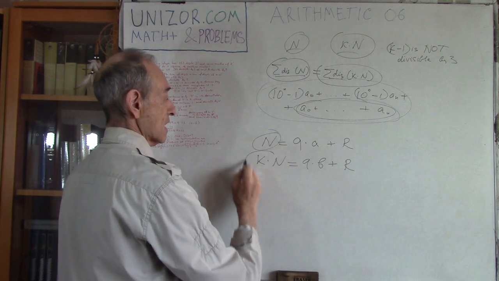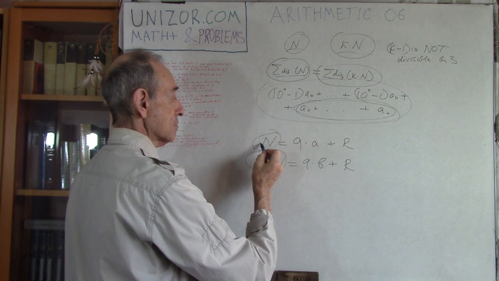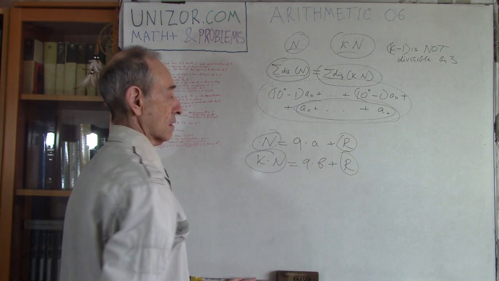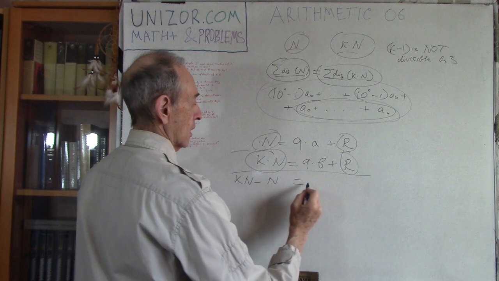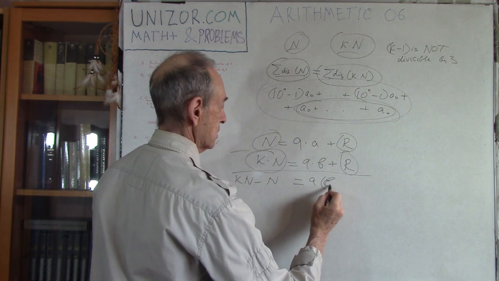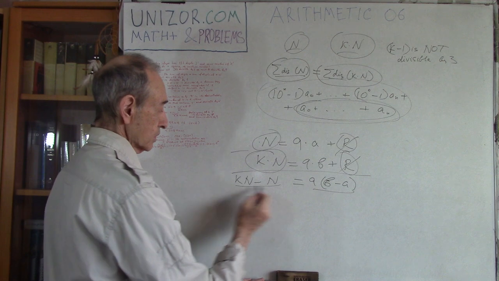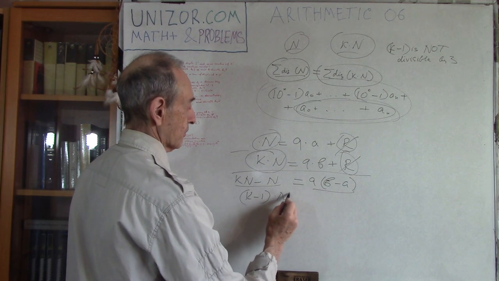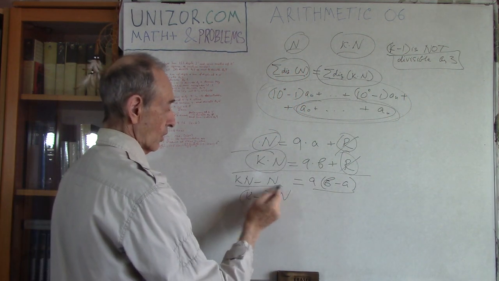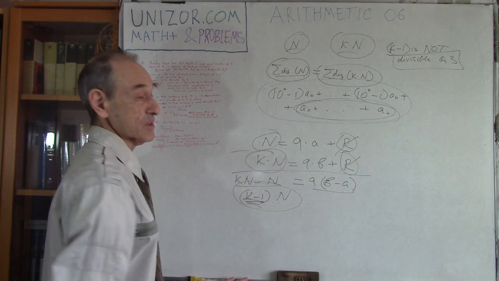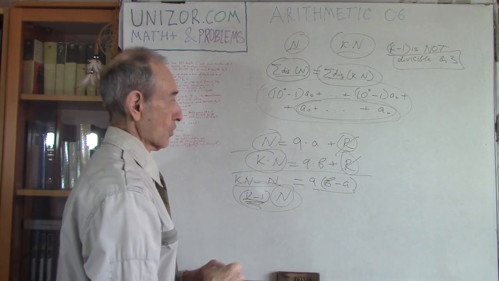Since the sum of these digits is the same as the sum of these digits, and the remainder of division of a number and the sum of its digits is the same, all of these will have the same remainder r, which means their difference, kn minus n, would be divisible by 9, b minus a, r and r would cancel. But what is this difference? It's k minus 1 times n. K minus 1 is not divisible by 3, as I said. So the whole thing is divisible by 9, and this piece is not divisible even by 3, so this is divisible by 9. And that's the answer to this problem.